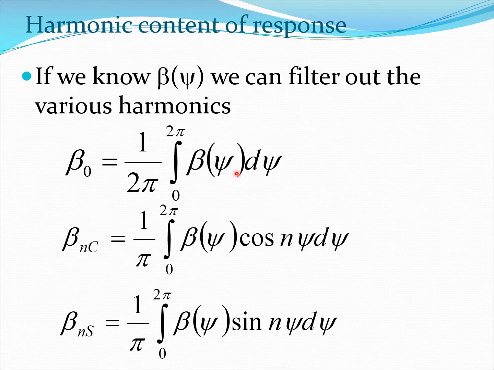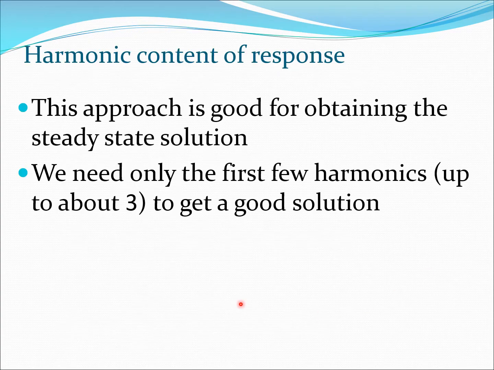Now, if we have the value of beta from some solution procedure, we can also filter out various harmonics of the system by performing these integrations. So there are situations where you may actually obtain the solution beta using some numerical method, maybe Runge-Kutta or some time integration, but you can extract out the harmonics from that particular response.